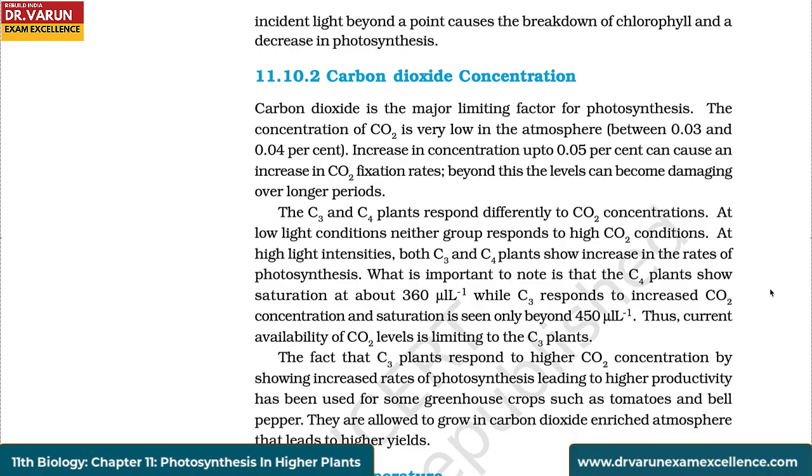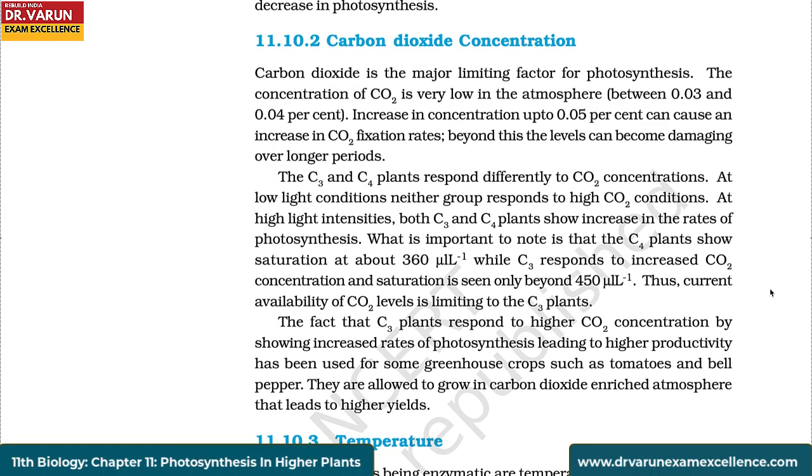Carbon dioxide concentration. Carbon dioxide is the major limiting factor for photosynthesis. The concentration of carbon dioxide is very low in the atmosphere, between 0.03 and 0.04%. Increase in concentration up to 0.05% can cause an increase in carbon dioxide fixation rates. Beyond this, the levels can become damaging over longer periods. The C3 and C4 plants respond differently to carbon dioxide concentrations.